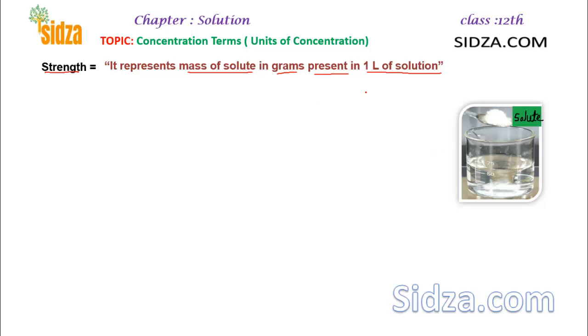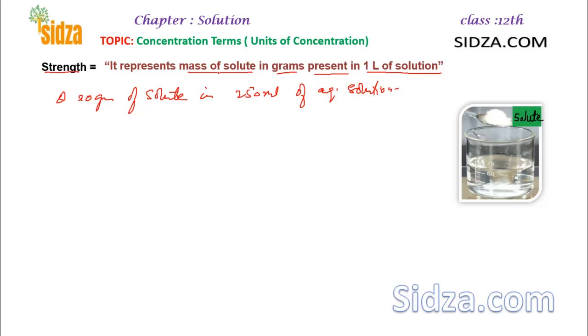Say for example, we are mixing here 20 grams of solute in 250 ml of solution, 250 ml of aqueous solution, right? So we have a 250 ml aqueous solution that contains 20 grams of solute. So 20 grams of solute is present in 250 ml of aqueous solution. What will be the strength?